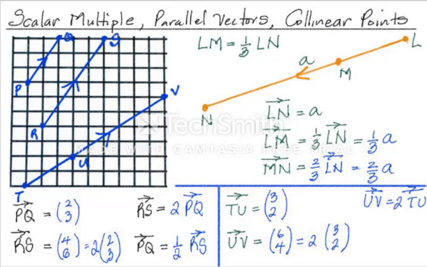And the vector TU and the vector UV are parallel. Why are they parallel? They're parallel because they're both scalar multiples of the same base vector, which is 3, 2, and they share a common point. The point that they share is U. You have TU and you have UV. When two vectors are parallel and they share a common point, we say that the two vectors are in a straight line. So T, U, and V would be collinear.